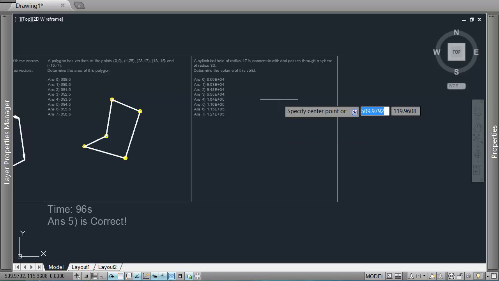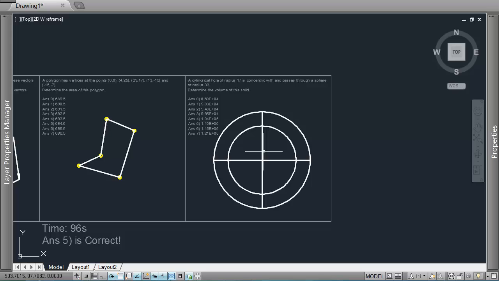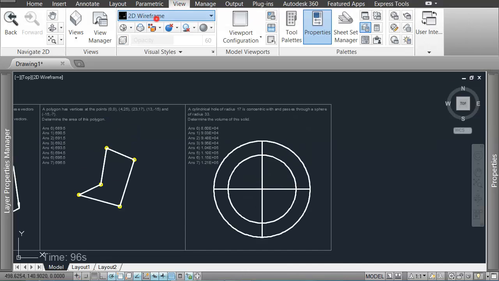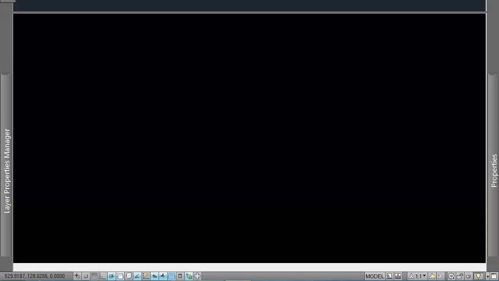So start with the sphere command. Going to draw a sphere here of radius 33. Might help me to change my view as well. So I'm going to go in here, change the view to conceptual, so you can see a bit more of what I'm doing. There we go. Okay, now I'll close the ribbon again.